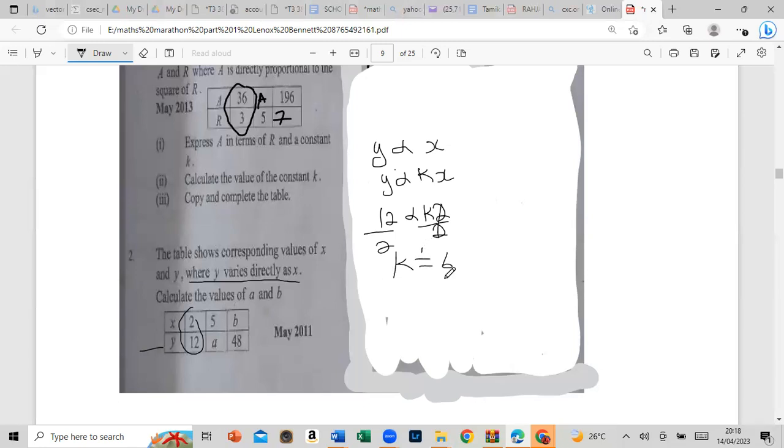So now we're going to use the constant k in this equation. Put the one value that they give us, and then we can calculate. All right. So we have y.